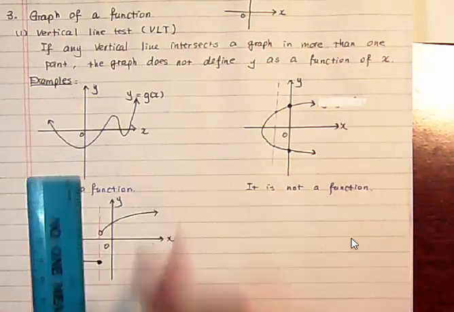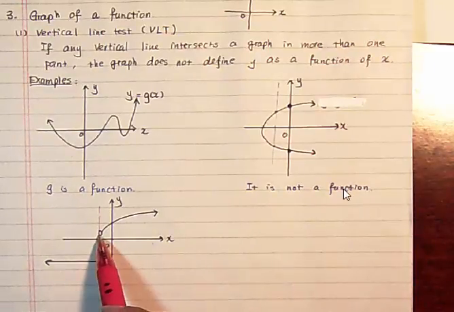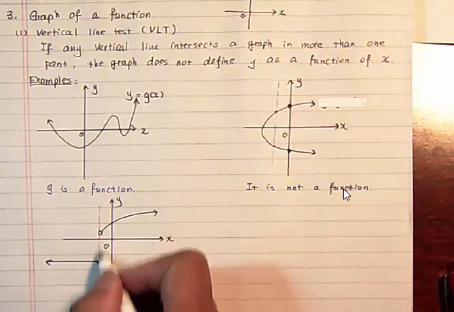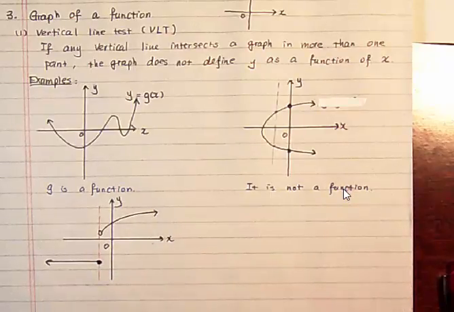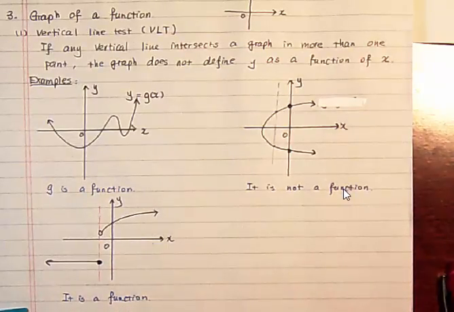Alright, mathematically, a closed circle indicates including this point, and an open circle indicates not including that point. Therefore, indeed, it looks like intersecting at 2 points. Indeed, this one is still intersecting at 1 point. So it is a function. Okay, so that's the vertical line test for that.